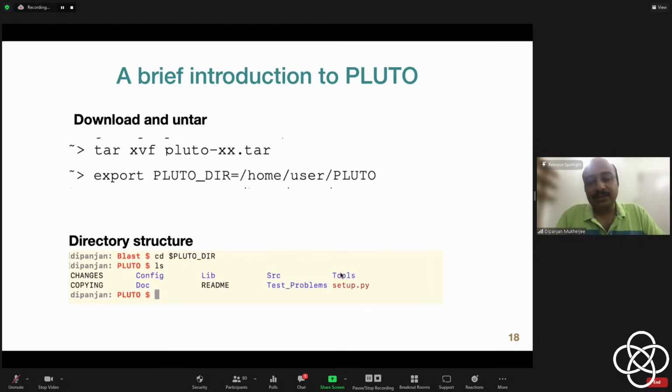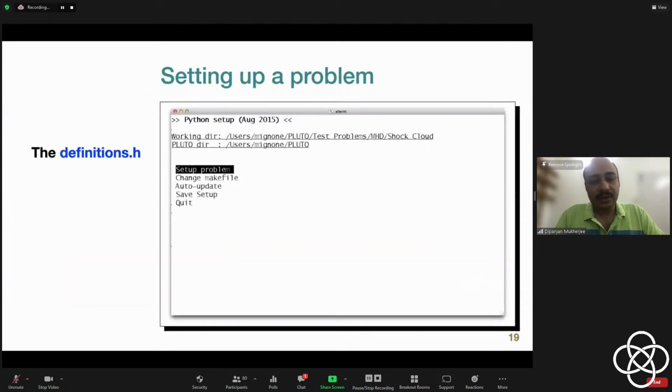So this nonlinearity in the fluids makes it very interesting, and it becomes a necessity to compute them using numerics rather than analytical solutions. So this is what you get when you do the problem setup. I will skip this slide, but the first thing that you have is something called a definitions.h file, which you have to run a Python script in PLUTO to get.